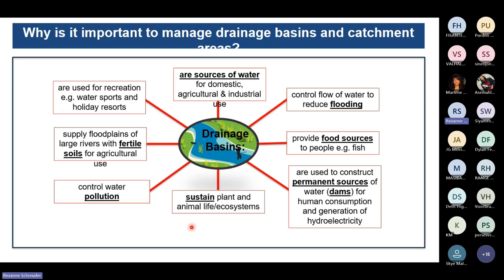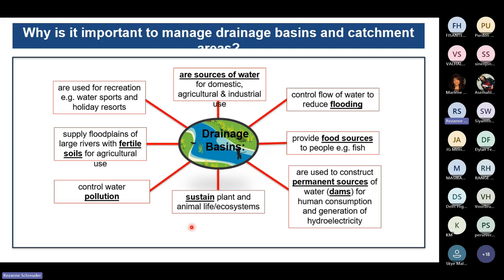Dams. So in Cape Town, we have the Tierwaterskloof Dam, we have the Steenbras Dam, upper and lower, we have the Wemmershoek Dam, we have the Berg River Dam, and the Berg River Dam, if I'm not mistaken, is the youngest one. It's the newest member of the dams of the Western Cape, and that's in Franschhoek. So drainage basins and the catchment areas are used to store water for us.